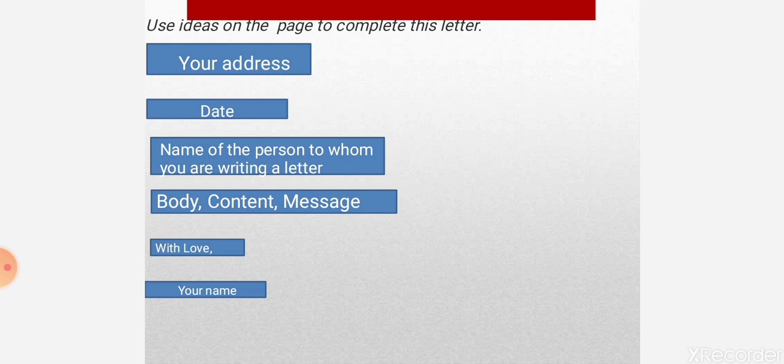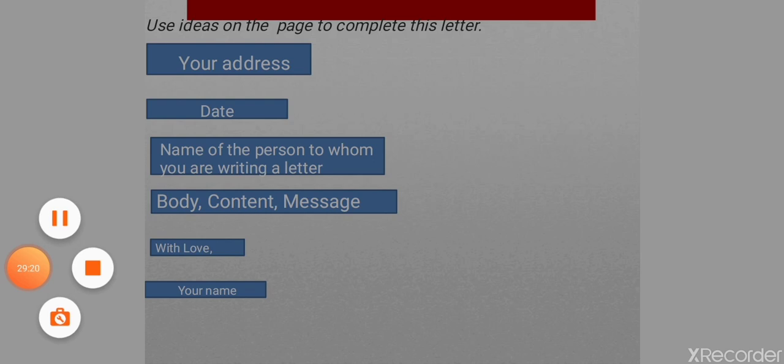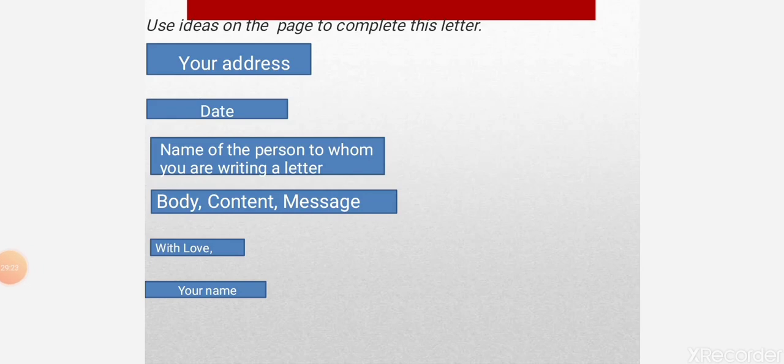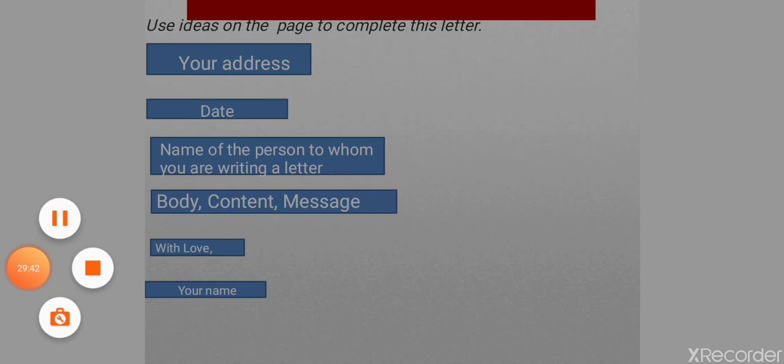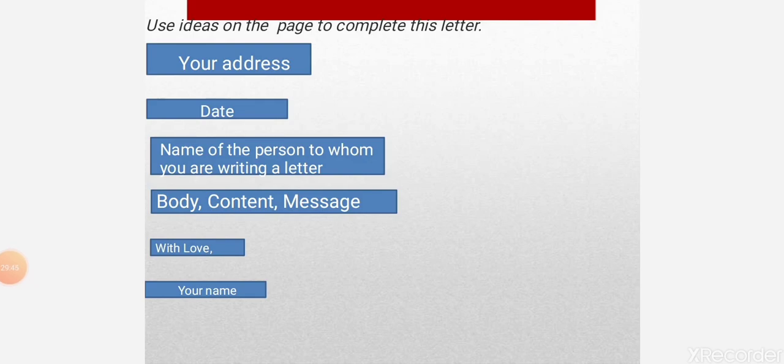So students, I hope you enjoyed a lot and now you will be an expert in writing an informal letter. It's very easy. You will feel comfortable writing it. You will try in your notebook. You will try to write to your friend, to your family member, to your relative, and you will feel that you are an expert in writing all these informal letters.